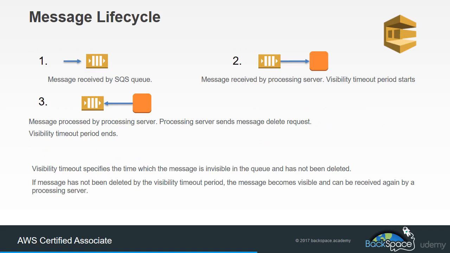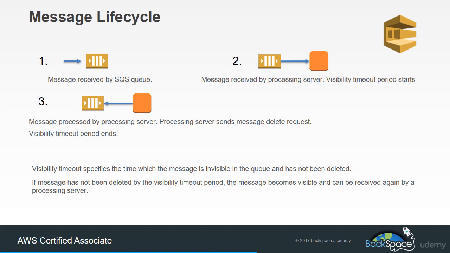It's very important to understand the life cycle of a message as it passes through the SQS service so that our application can work properly. So the first part of the message lifecycle is that the message is received by the SQS queue. Then the message will be received by the processing server. When the message is received by the processing server, the visibility timeout period starts. So at that point, the message is not visible to other instances that may be polling that SQS queue.